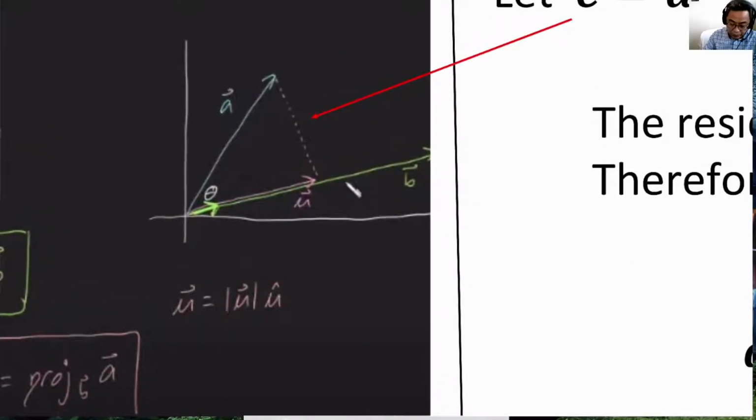This is the diagram that we are interested in. This is the A we are given. This is the B vector we are given. We want to find the projection of A onto B. It is this vector U here.